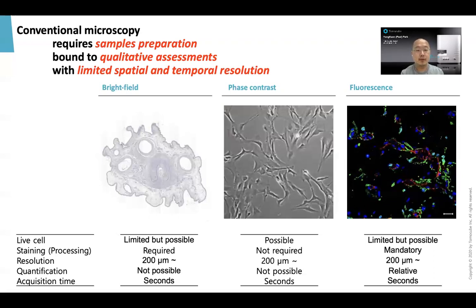Let me begin by expressing my gratitude for your attending here, and also I'd like to start talking about the principle of conventional microscopic imaging techniques, which are crucial for the visualization of cells and tissues, as well as the assessment of cells for biological study as well as clinical diagnosis. Conventional microscope techniques include bright field microscope, phase contrast, or fluorescent microscope, including 2D and 3D confocal microscope.